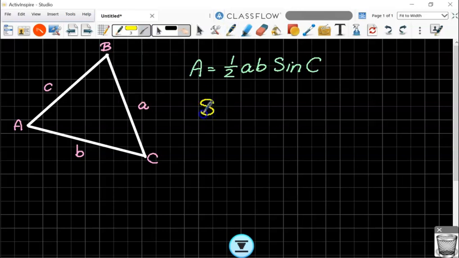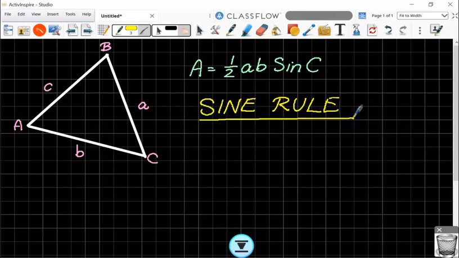So one of the rules we're looking at is the sine rule. And our sine rule is a over sine A equals b over sine B. And if I really wanted to, I could finish that off and go equals c over sine C, but I don't need three ratios if you so desire. I just need the two.